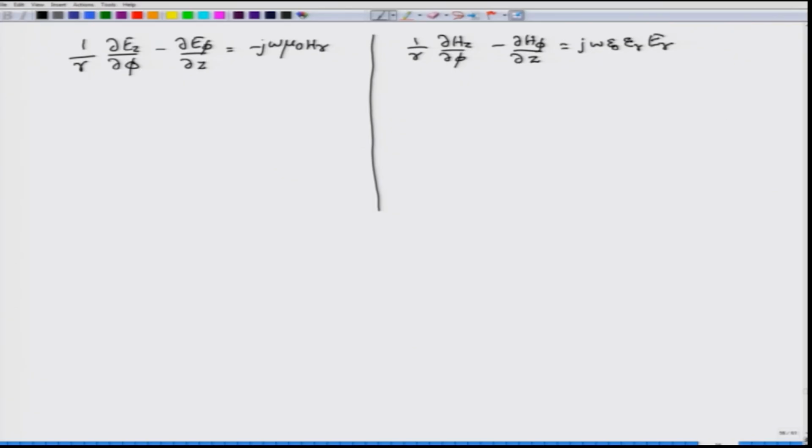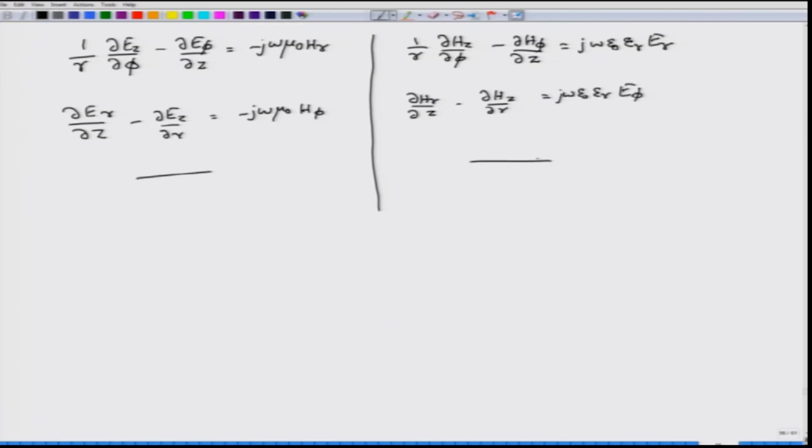To specialize this equation to the core, you substitute epsilon r by n1 square, and epsilon r by n2 square for the cladding. So, the phi component will be del E r by del z minus del E z by del r equals minus j omega mu naught h phi. The corresponding equation here is del h r by del z minus del h z by del r equals j omega epsilon 0 epsilon r E phi.